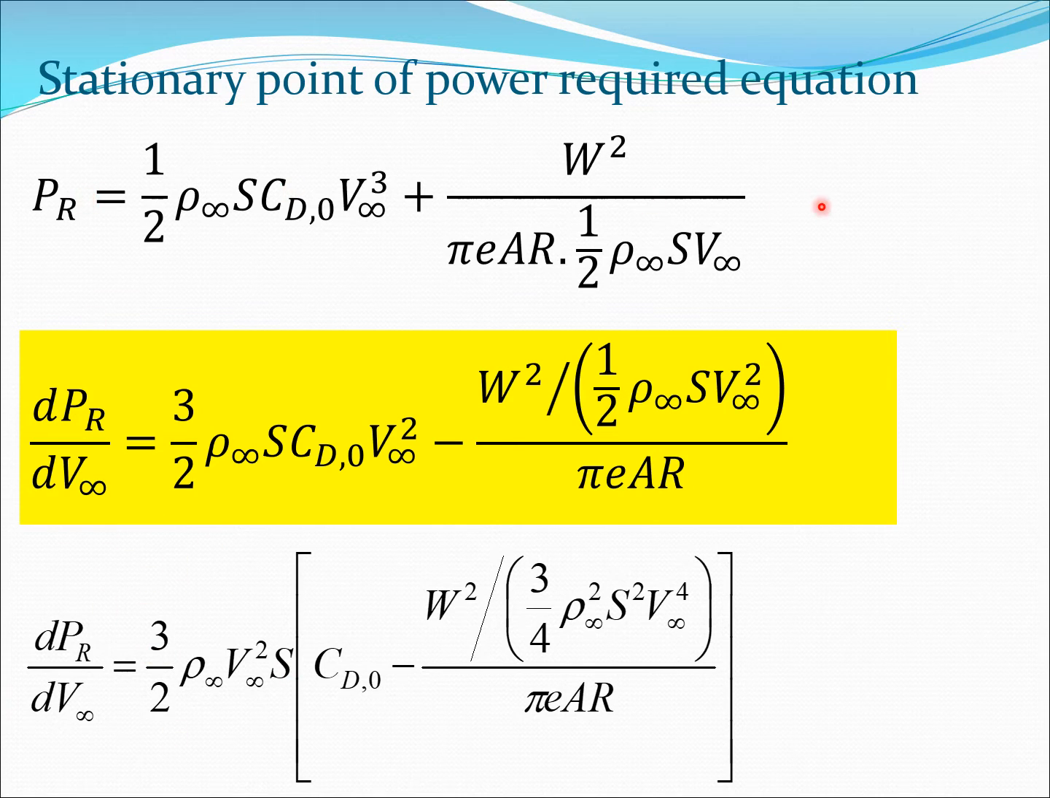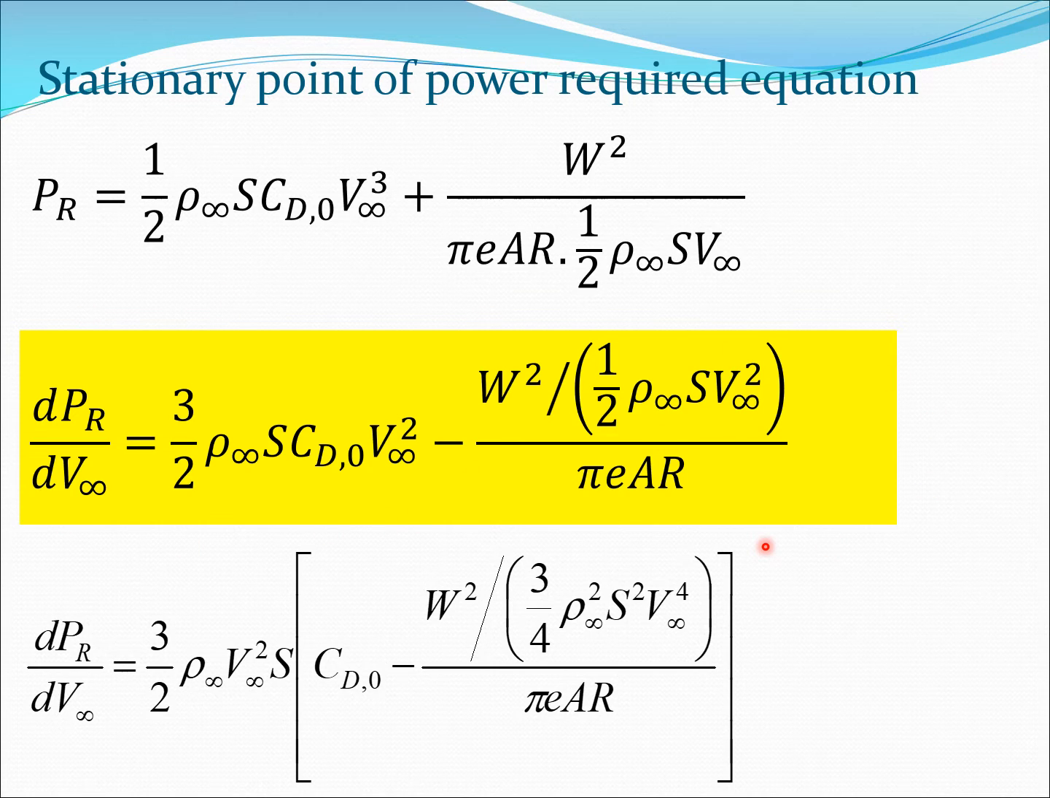So actually here what I am doing is I'm taking the power required and I'm trying to find the stationary point. So essentially this involves differentiating PR. So essentially I've taken dPR by dV infinity. So that has given me 3 by 2 rho infinity S CD0 V infinity square. So remember that V infinity cube would be simply 3 V infinity square if we were to differentiate that term. And here we would have a 1 by V infinity term, which if we differentiate would become minus 1 by V infinity squared term. So that's what has happened here and you have got this term. So this is essentially the derivative term.